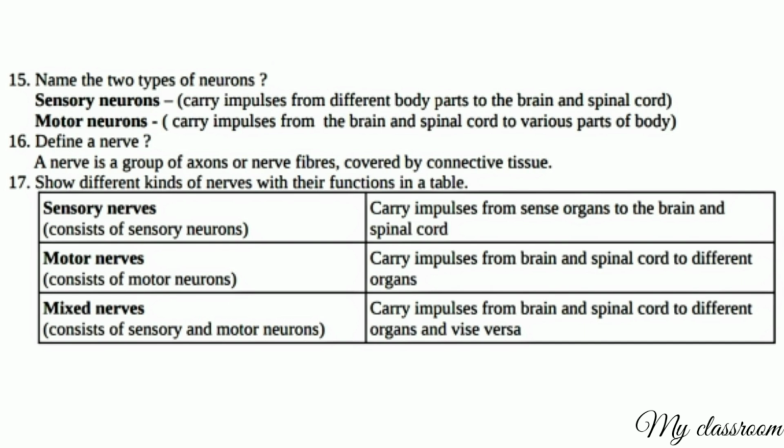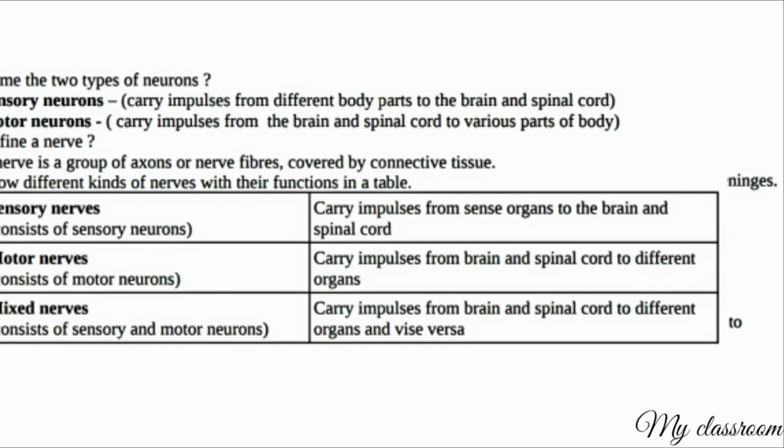Sensory nerves consist of sensory neurons. They carry impulses from sense organs to the brain and spinal cord. Motor nerves consist of motor neurons. They carry impulses from the brain and spinal cord to different organs. Mixed nerves consist of sensory and motor neurons. They carry impulses from the brain and spinal cord to different organs and vice versa.